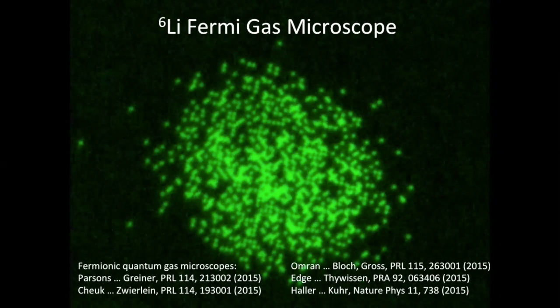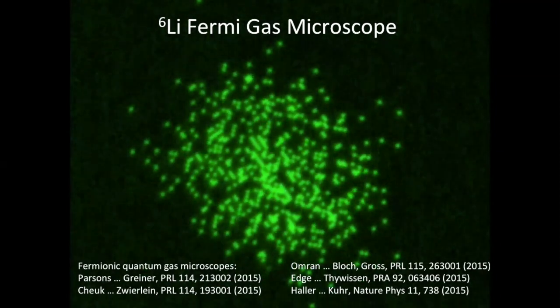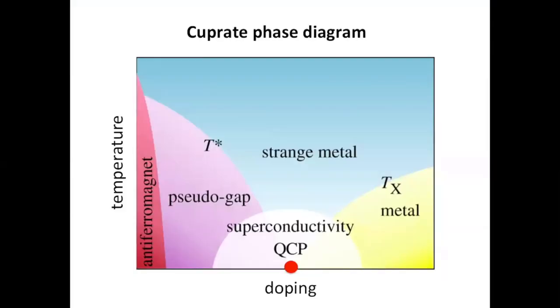But these are equal time correlations, and this talk is going to focus really on dynamics. What I want to first show here is the cuprate phase diagram. If we believe the Hubbard model describes the cuprates, then we might expect a very similar phase diagram for the Hubbard model. So we have temperature and doping axes here. Initially, most of the work with cold atoms was at half filling, or in the undoped case.